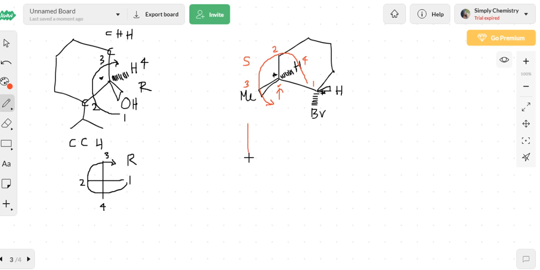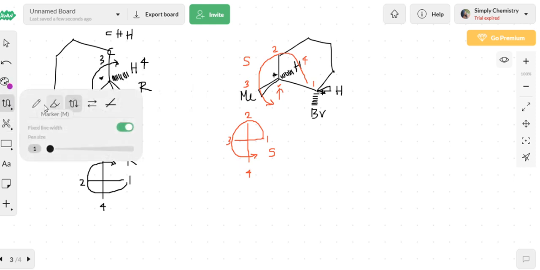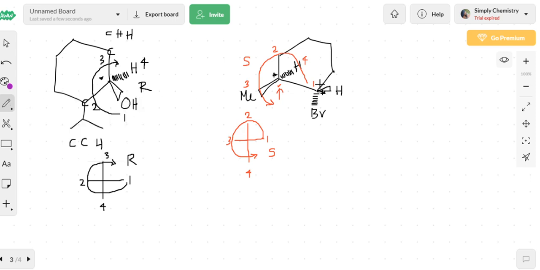Even if you draw the Fischer notation, you'll get the same. So number 4 goes to the bottom, 1 here, 2 at the top, and 3 here. So you could see that it is having the counterclockwise direction. The assigned configuration is S. Let us go to the next chiral center, this chiral center.